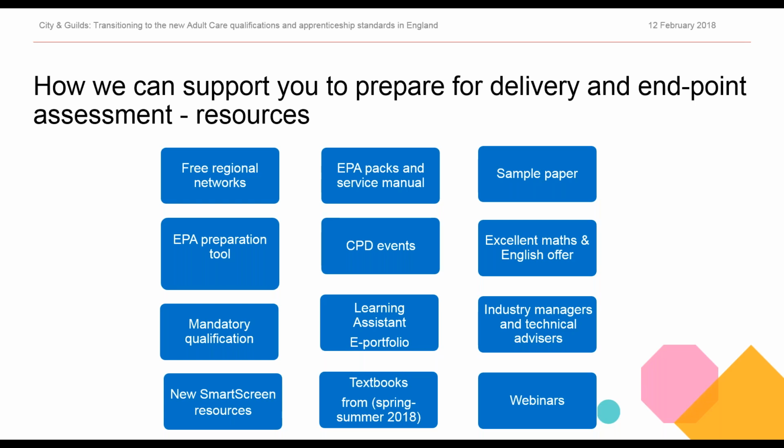So you can also see there we've got new smart screen resources, which I'll talk to in a moment. We've got an excellent maths and English offer, which I'm hoping that you're aware of. And we're also in partnership with a publishing house called Hodder, who are developing textbooks for our level 2 and level 3 qualifications at the moment. The level 2 textbook should be available in the spring, and the level 3 later on in the summer.